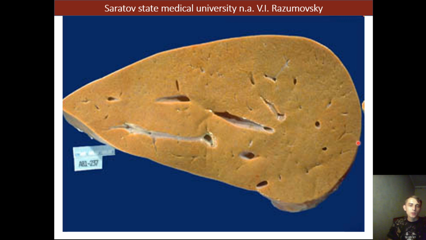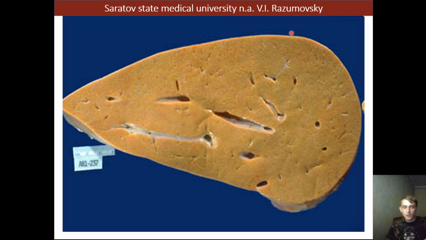In this slide you can see the macroscopical manifestation of fatty degeneration of the liver. This liver has a yellow color. In pathological anatomy we call it goose liver. You can see its color.